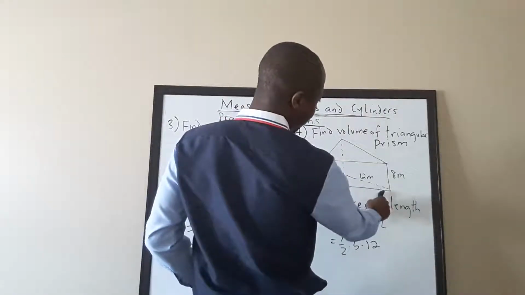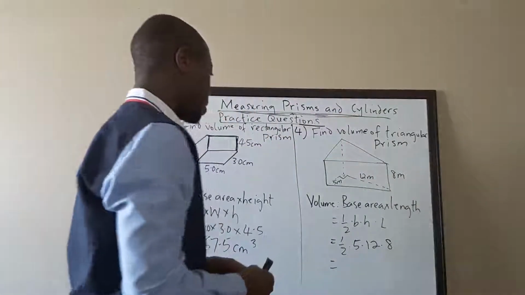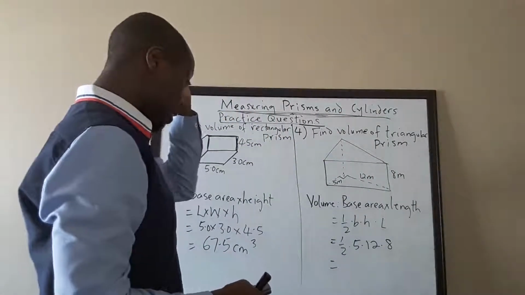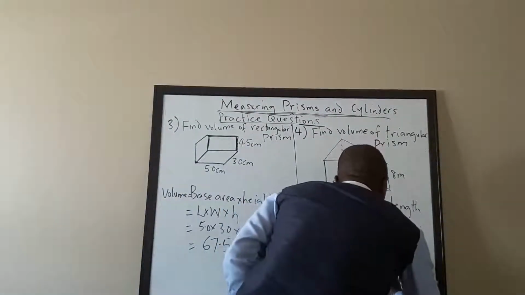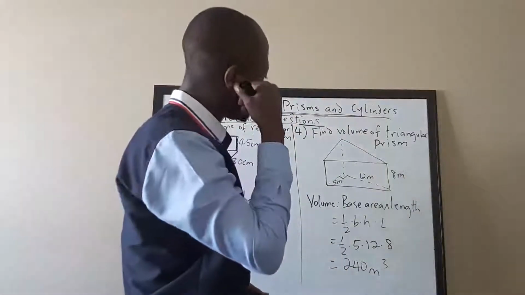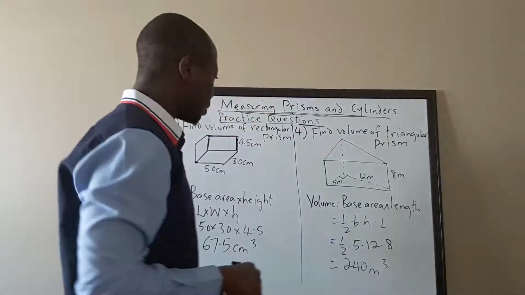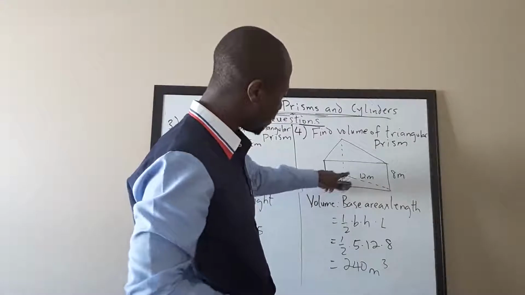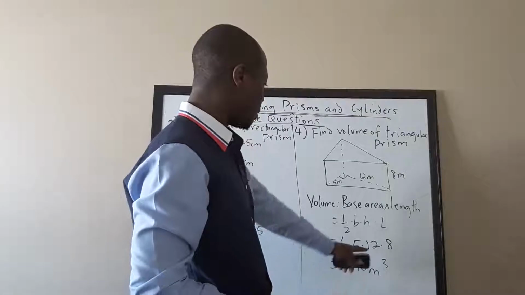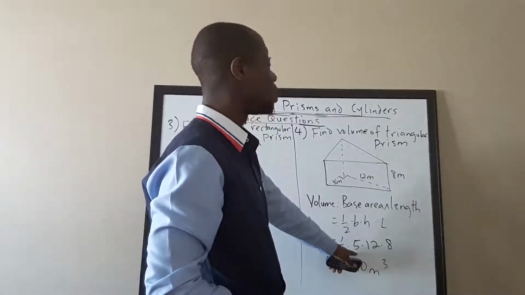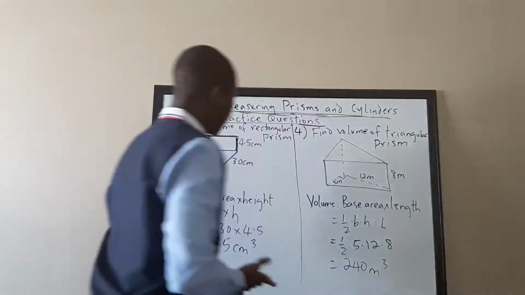so 5 times 12, the length is 8, so times 8. So that is 60 times 4, 240 meters cubed. So please be very careful, because this one is in meters, so it's going to be meters cubed. So half base times height, so 5 and 12, and times the length, so 8. 240 meters cubed.